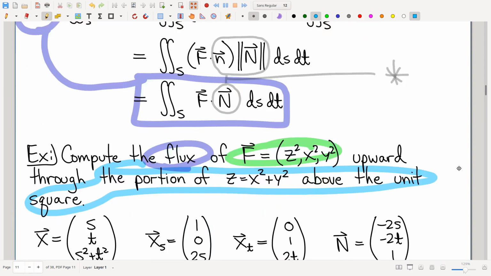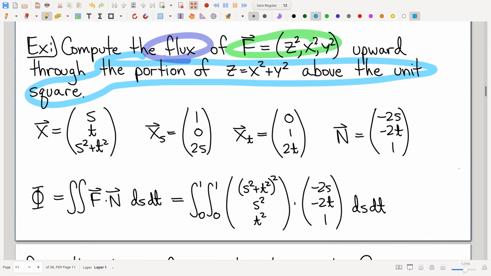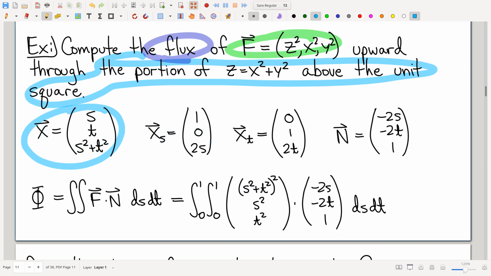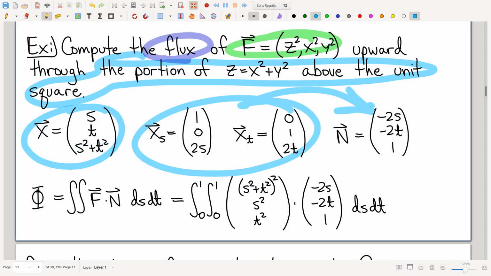Let's write that down. Now, in order to do that, of course, I'm going to have to take my parameterization. Notice I'm using the graph parameterization here. I'm going to take the appropriate partials, it's a little calculus. I'm going to take the cross product, a little annoying, a little algebra. And there's my capital N vector.